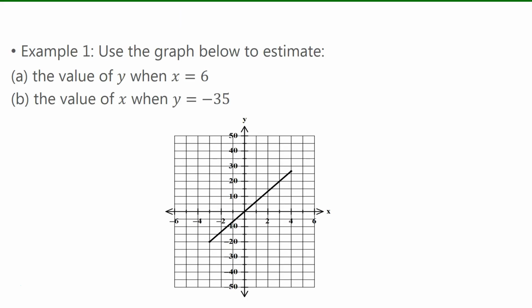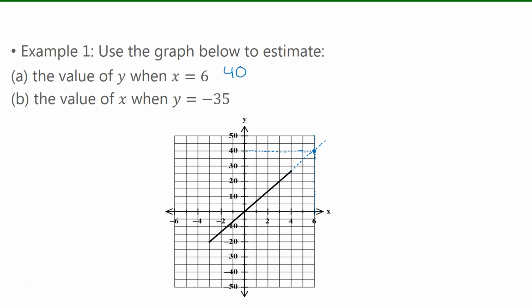So in example 1, we have to estimate the value of y when x is 6. So find 6 on the x-axis, and if I draw my line up, I see that the graph doesn't touch, so I'm going to have to extend my line. So you're going to want to use a ruler for this. So if I extend my line, I can see around here, I get a y value of 40. When x is 6.